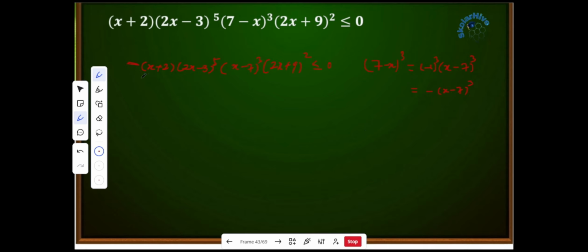To avoid all this confusion, just multiply both sides by negative 1. By multiplying with negative 1, this expression will be positive, and on the right we have 0. 0 into any number is 0. By multiplying with a negative sign, the inequality sign will change, so this will become (x plus 2), (2x minus 3) to the power 5, and (x minus 7) to the whole power 3, (2x plus 9) whole square greater than or equal to 0. Now we need to look for this inequality.